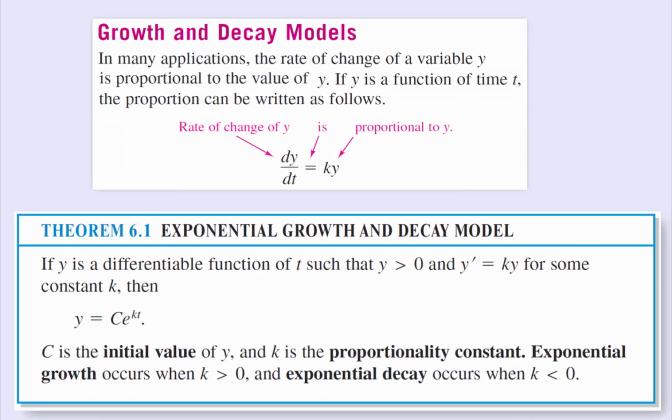If the rate of change of variable y is proportional to the value of y, if y is a function of time, we can write the proportion as dy dt is equal to ky, which means the rate of change of y is proportional to y. When we take the integral of both sides and solve it, y will be equal to c e to the kt.